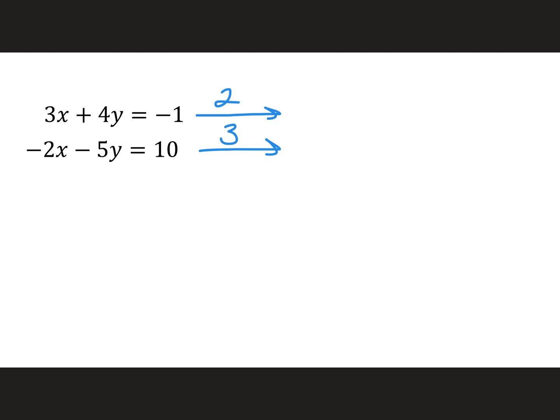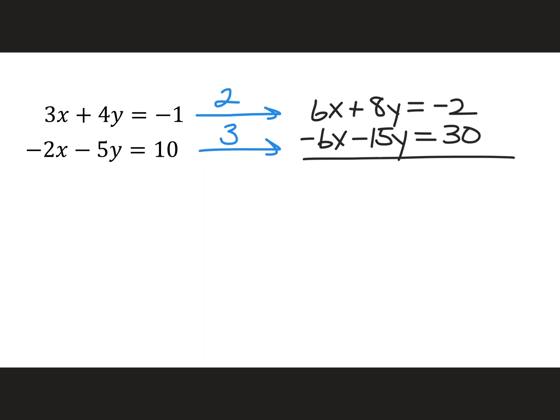All right, multiply everything by 2. Remember everything, including this term after the equal sign. See, I just doubled everything. That keeps my equation balanced. The next one, I'll multiply everything by a 3. So I get a negative 6x. I get a negative 15y, and I get a positive 30.